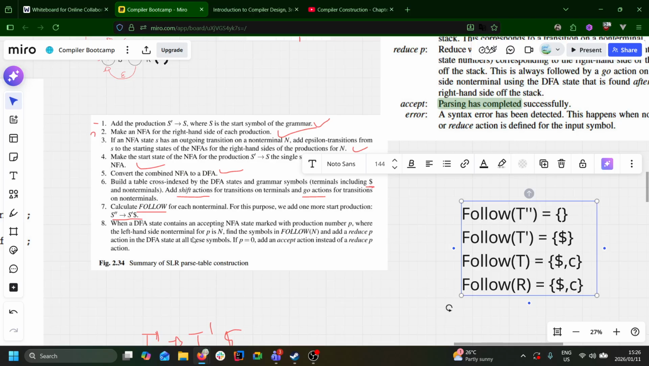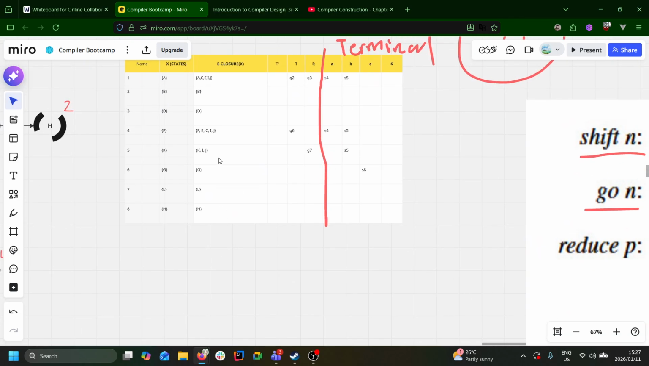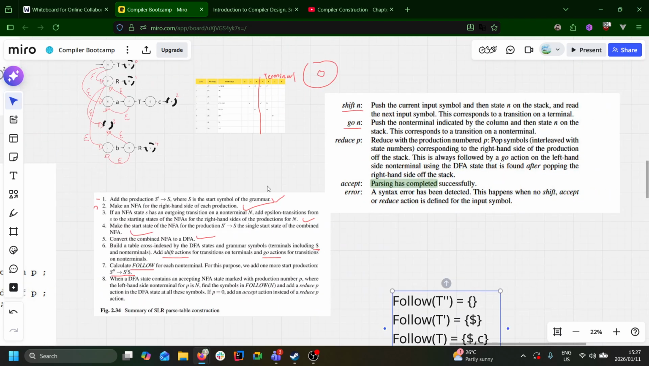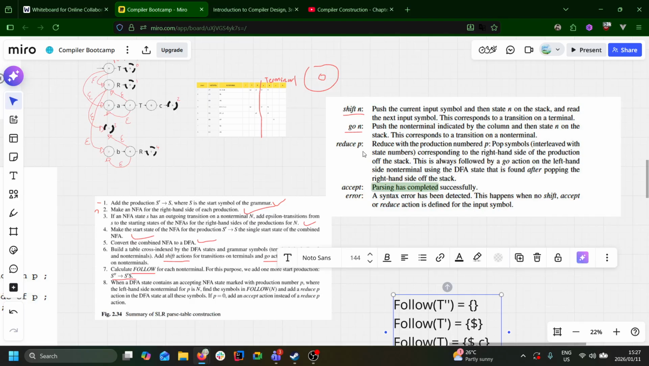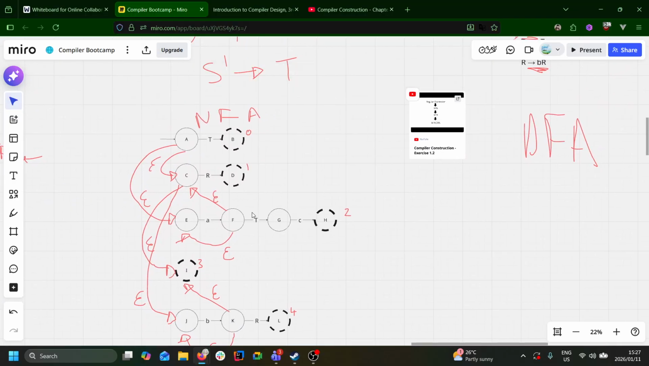Left side, non-terminal. Okay, so I believe here we're gonna have to look at over here, and we're going to look for production rules that are accept states. And those will be the rules. So reduce P will be the CFG rule that is an accept state. So this P will be the number over here that we labeled with. So we need to find out where we will add reduce 0, reduce 1, reduce 2, reduce 3, and reduce 4.